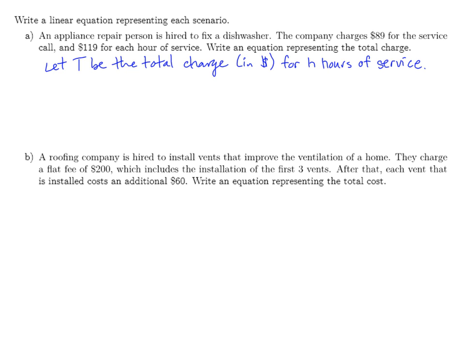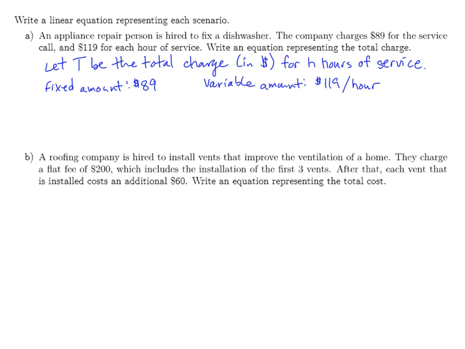Okay, now we have a fixed amount that we're given, and that fixed amount is the $89. So that's going to be charged regardless of whatever else happens with the number of hours of service. So let's identify that fixed amount of $89. And then our variable amount is this $119 for each hour of service. So that's a rate. So our variable amount is that $119 per hour.